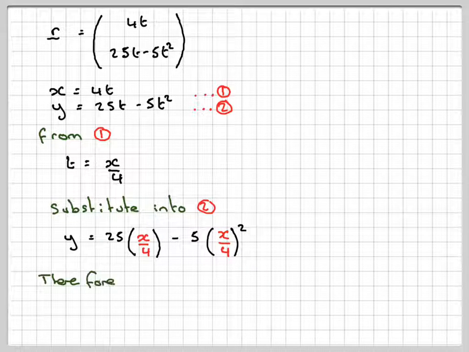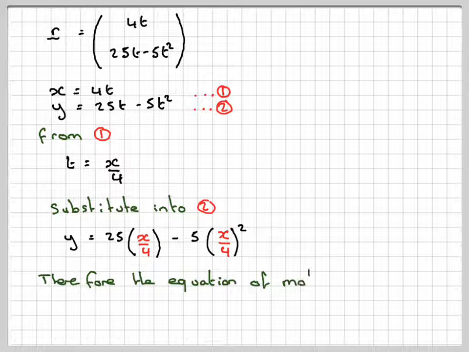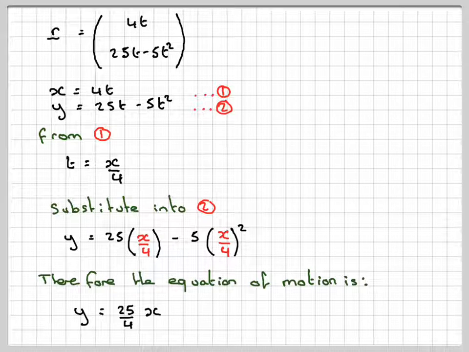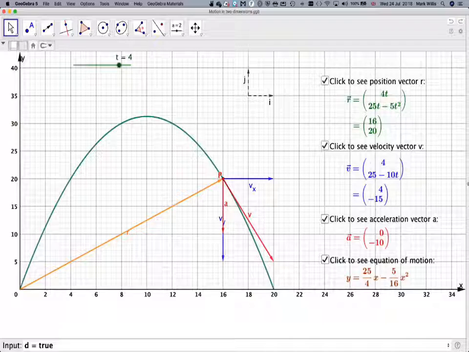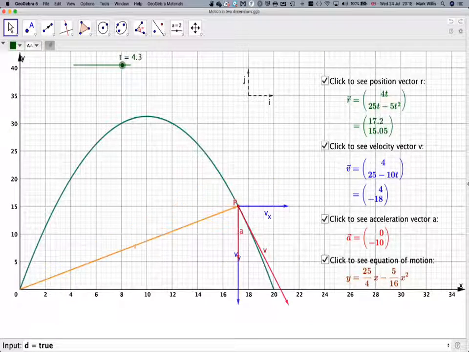So that gives me 25 over 4 x minus 5 over 16 x squared. Now we would expect this to be a quadratic and with a minus sign because it's that sort of shape. So just one last look at the GeoGebra applet. So that shows us what's happening each time.